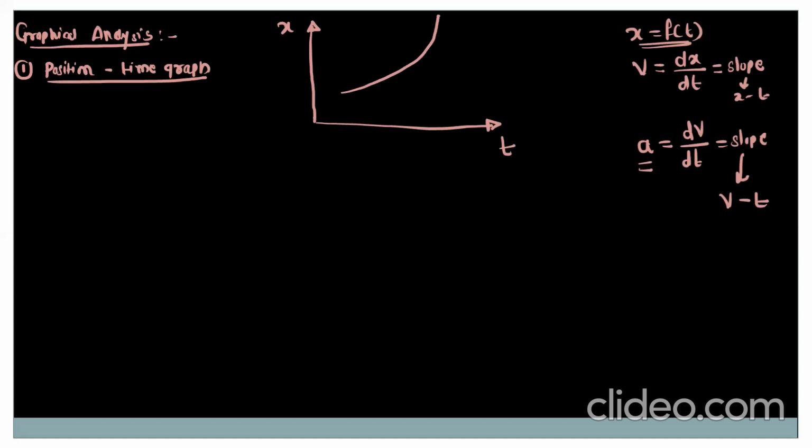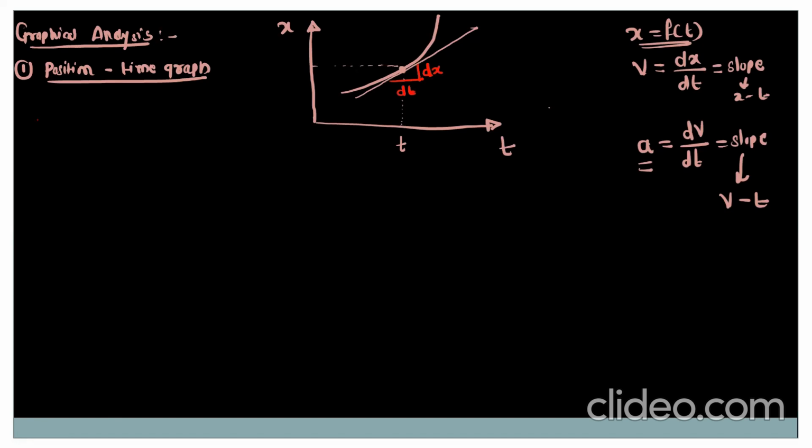Okay, so this is just an example. If you want to find out the velocity at a particular point, let us take this point, and at this point, time is t. If you want to find out the velocity of the object, then draw the tangent line at this point and find out the slope of that tangent line. So this is nothing but the dx, and this is the dt.